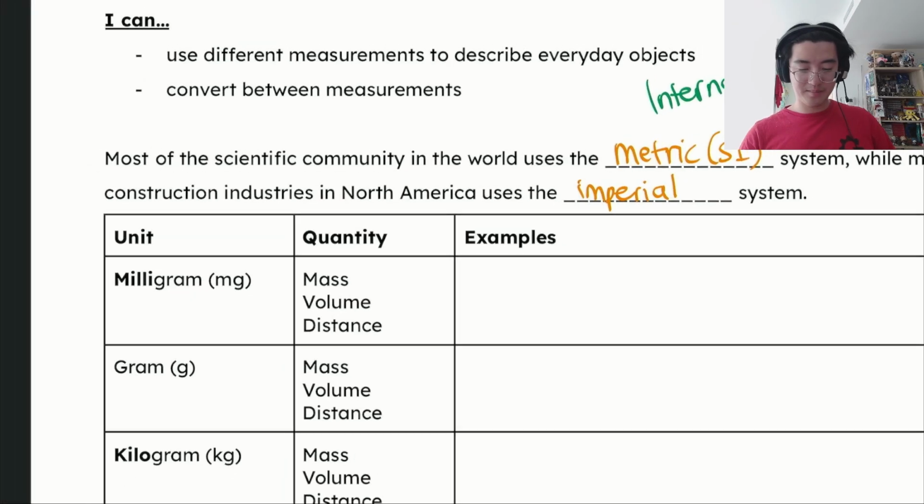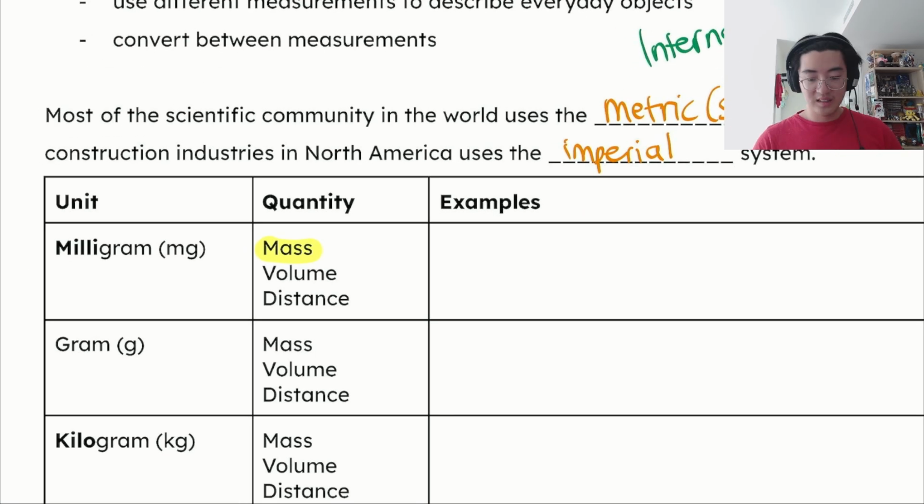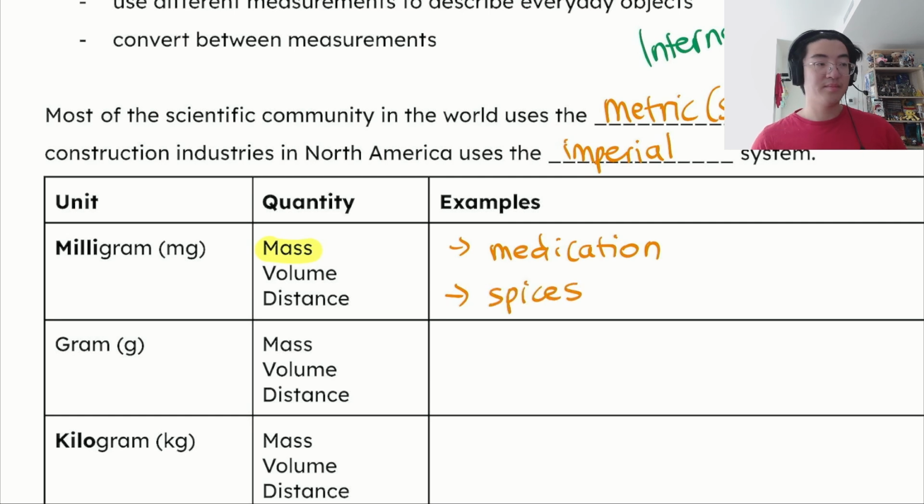But for this lesson, just a quick little overview of all the measurements. Milligrams, used for mass. I don't like blue, let's do yellow here. Mass. You will see milligrams in things like medication. Take this many milligrams of ibuprofen. And spices. You shouldn't be adding grams of salt into anything. It should be milligrams at most.